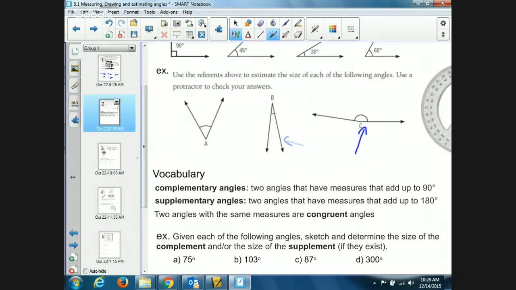See here, it's almost 180. Maybe 15 degrees. It wouldn't be 30 degrees up from it. So maybe about 165 degrees, something like that. Now, what are the actual measurements?